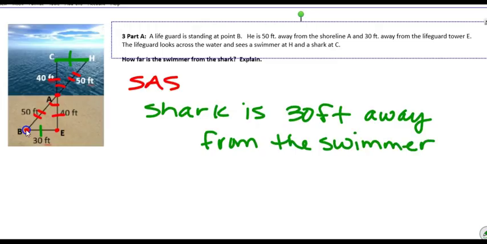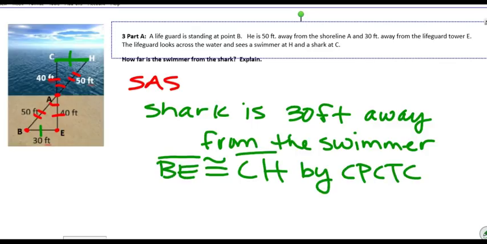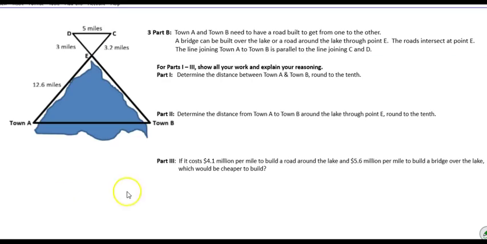Again, we are looking at how those two triangles are congruent. We could tell that they were congruent because of side, angle, side. Thus, we could say that the part BE is congruent with the part CH. So BE, again, is congruent with CH by corresponding parts of congruent triangles are congruent. All right, so let's go to the next part of this problem.